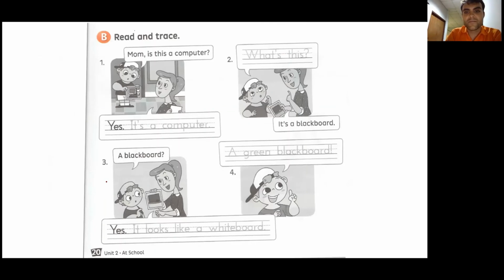And for this next part, you just trace the letters. So like, what's this? Okay. All right. Very good.